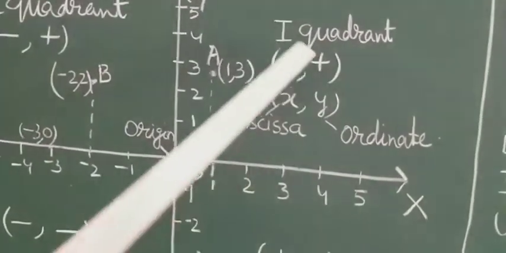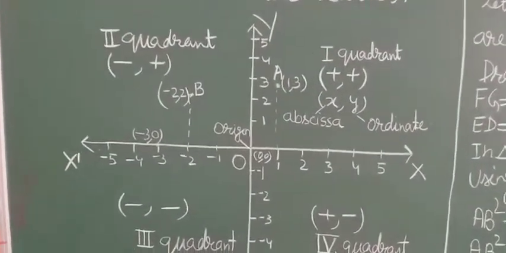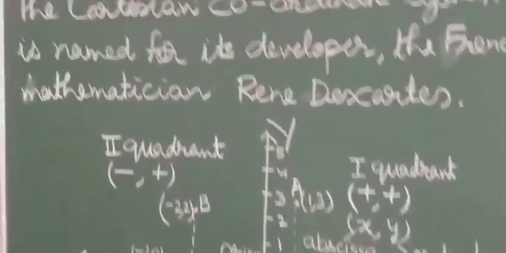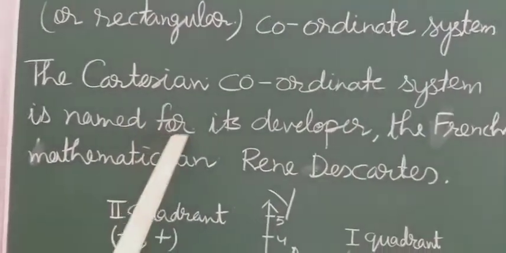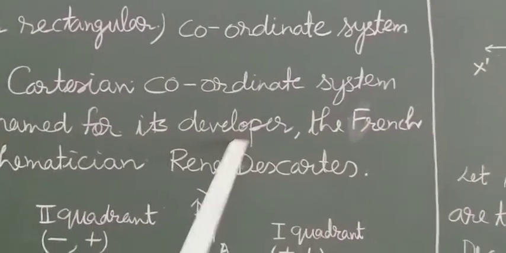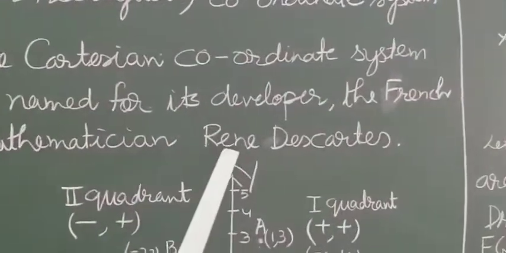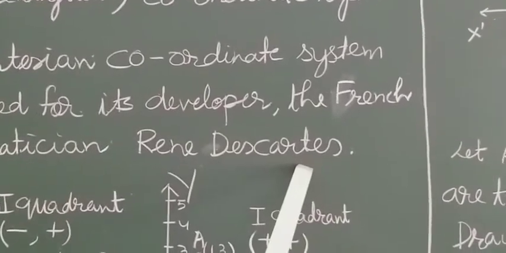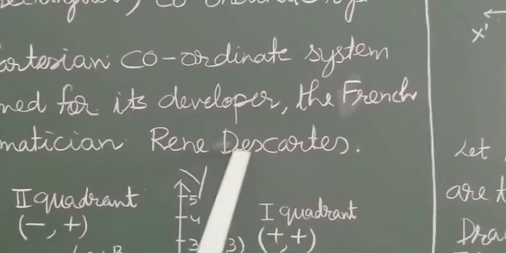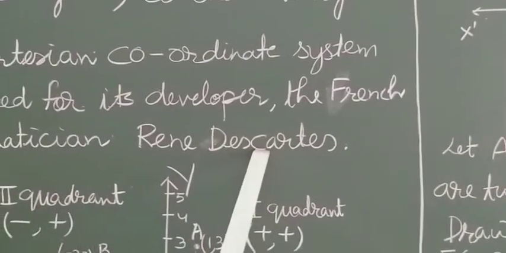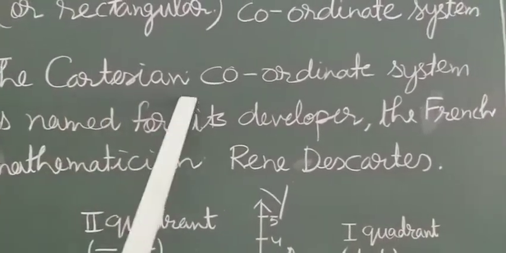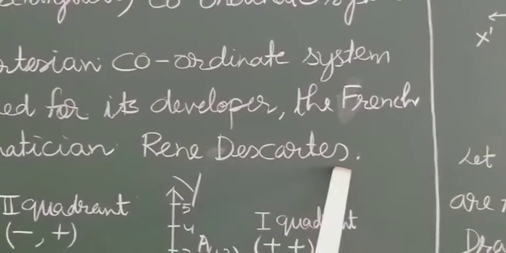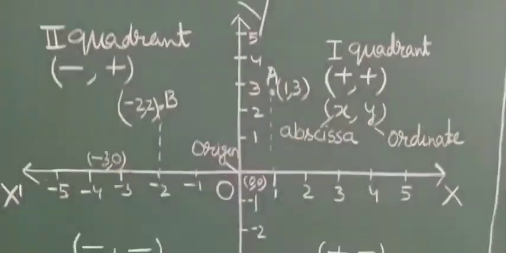So this is the graph, students. It is known as the Cartesian plane. Why is it called the Cartesian plane, students? The Cartesian coordinate system is named for its developer, the French mathematician René Descartes. You can see the surname, students, here, Cartes. So the word Cartesian plane is taken from here, Cartes. That's why it is called the Cartesian plane.